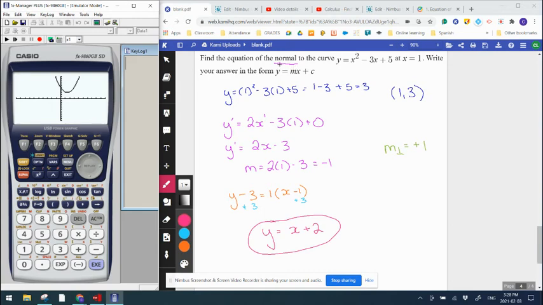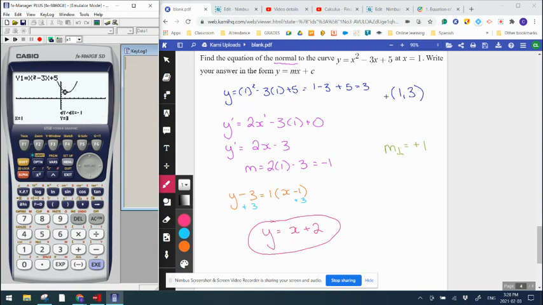So now to find the normal, we're going to go to sketch, which is F4. And you can see there's a normal button here. So we're going to do the sketch of the normal. Right now it's trying to find the normal at x equals 0. We don't want that. We want it at x equals 1. So on your keypad, you're just going to hit 1. And it's going to ask if you want x equals 1. So you're going to go, yes, that's what I want. Check and make sure it changed here.